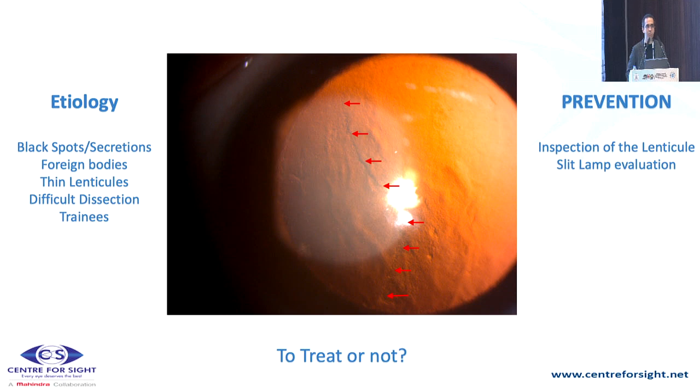Very thin lenticules can have breakups, and also in very difficult dissections or when someone is a trainee. So the prevention is, as soon as the lenticule is out, you should always inspect to see that the lenticule has come out wholly. And the major question is whether that remnant lenticule should be removed or not. So the dictum is, if it is causing a change in refraction or irregular astigmatism, it should be removed.